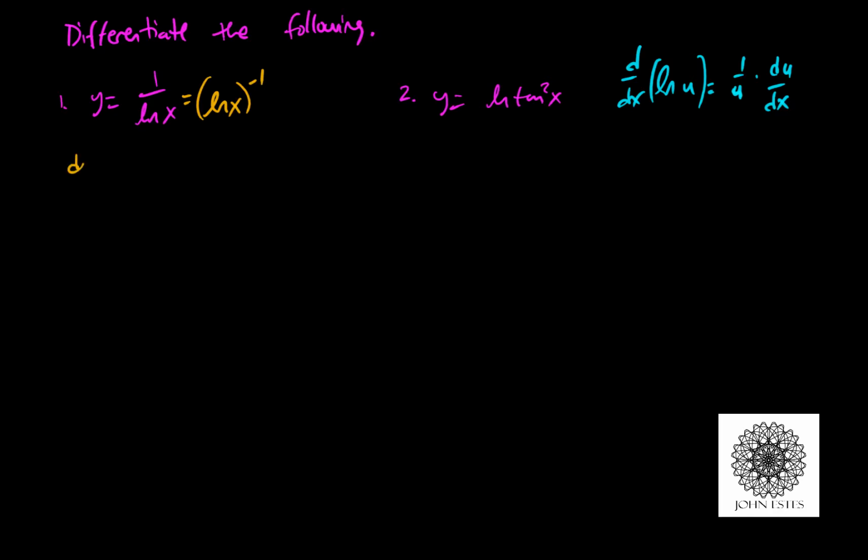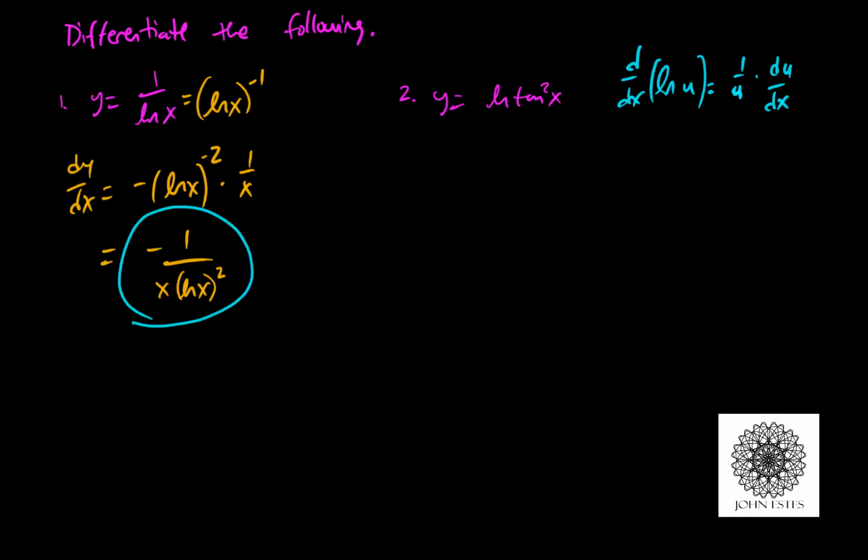So when I take the derivative of both sides, I'm going to have to apply chain rule. So that would be negative ln x to the negative 2 power, right? You multiply and then drop the power by 1, times the derivative of whatever's inside, which is 1 over x. So here I get negative 1 over x times ln x quantity squared. And there is my derivative.